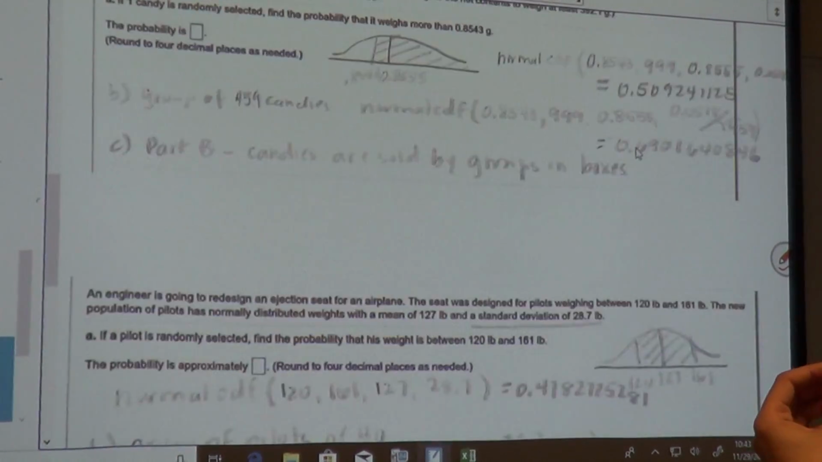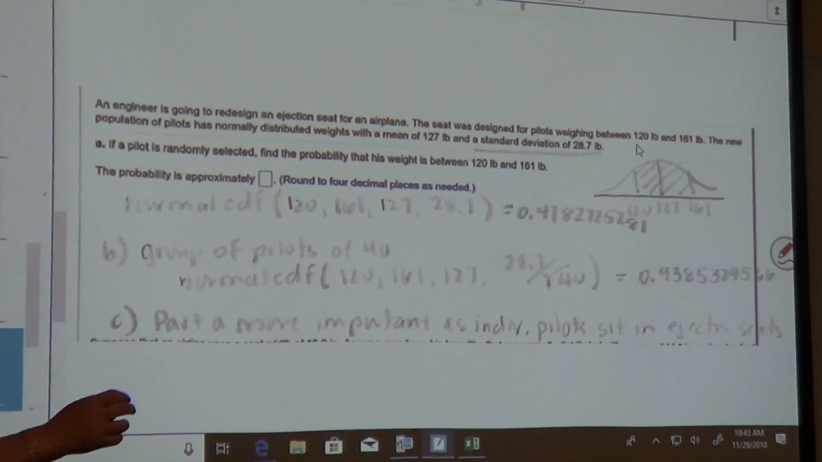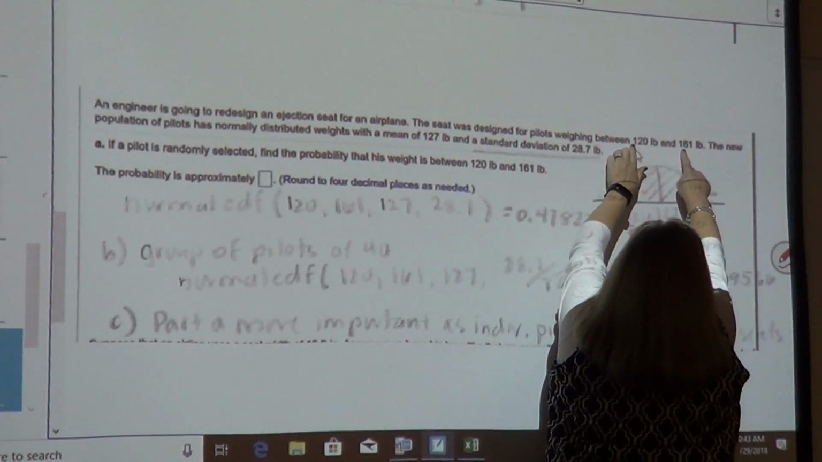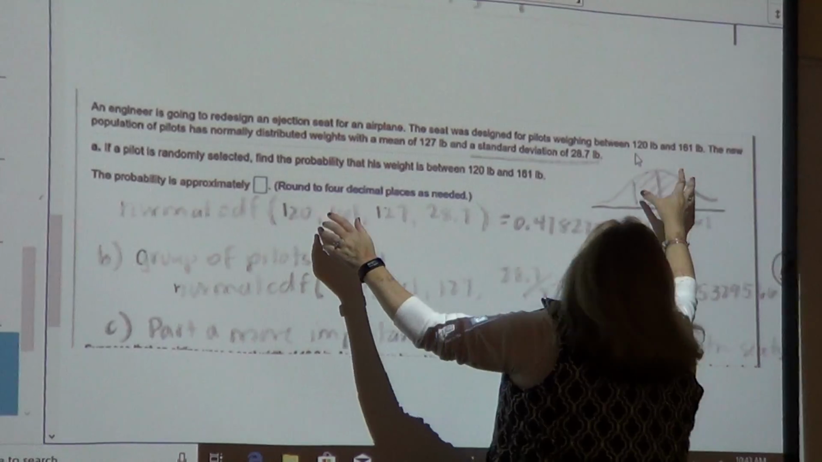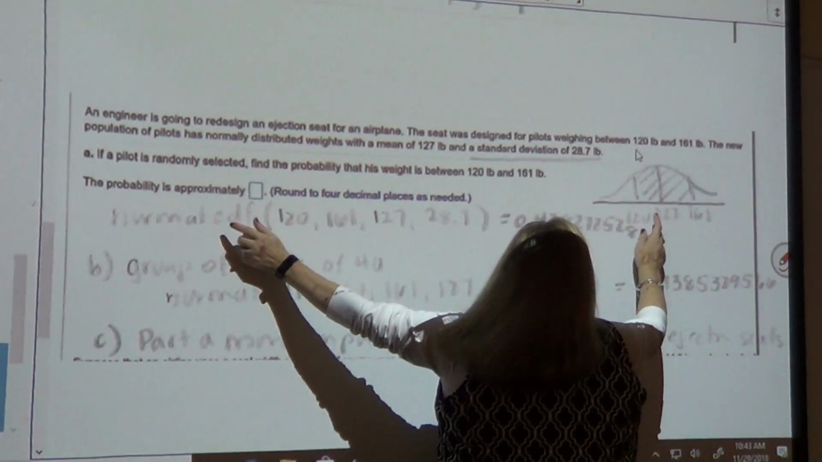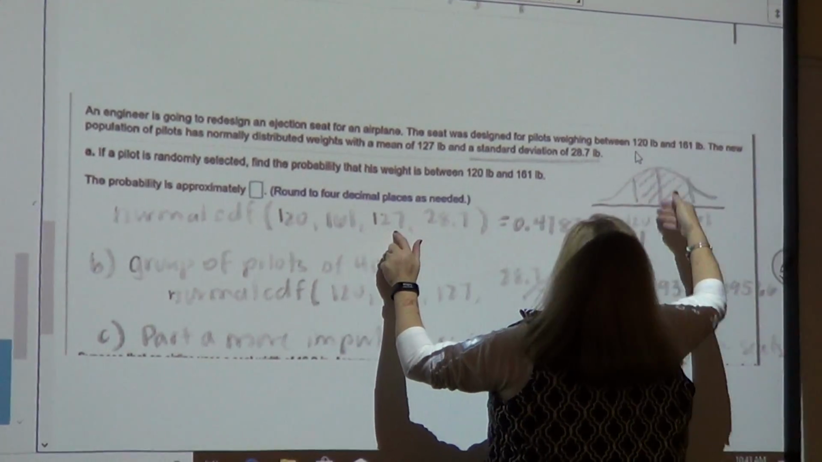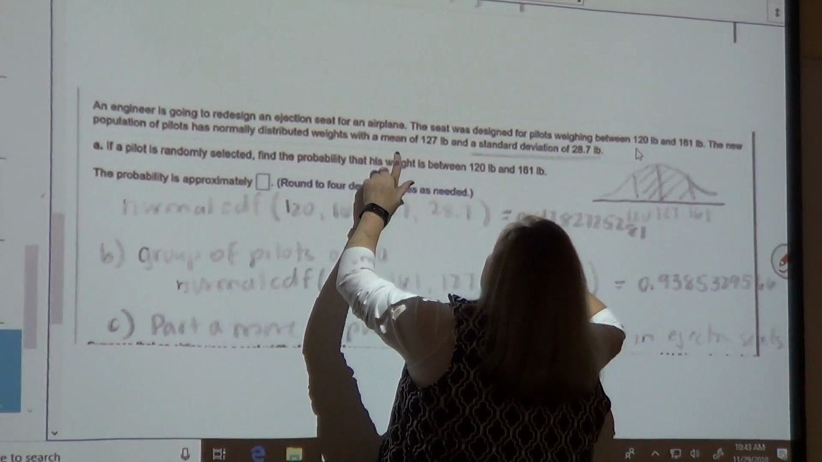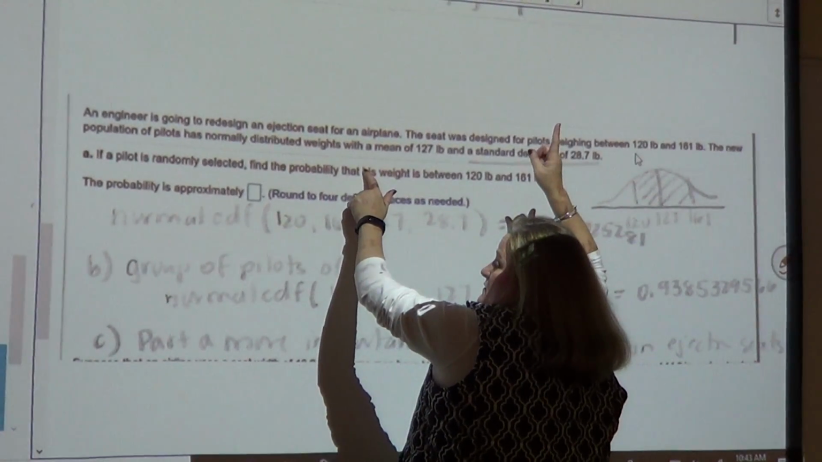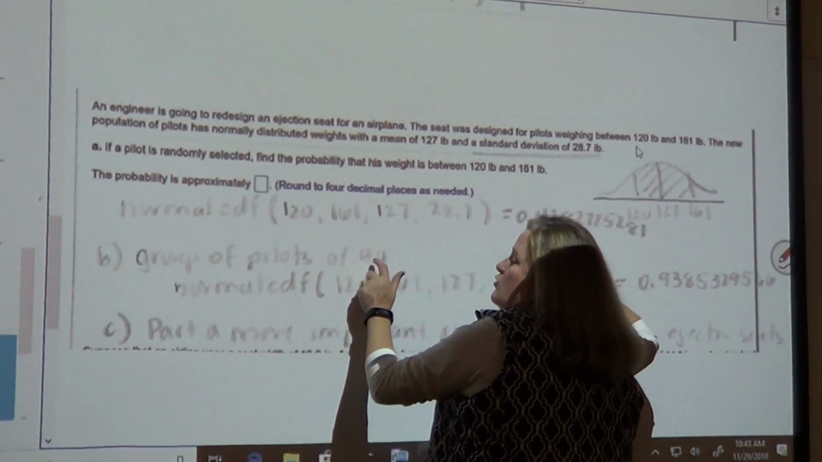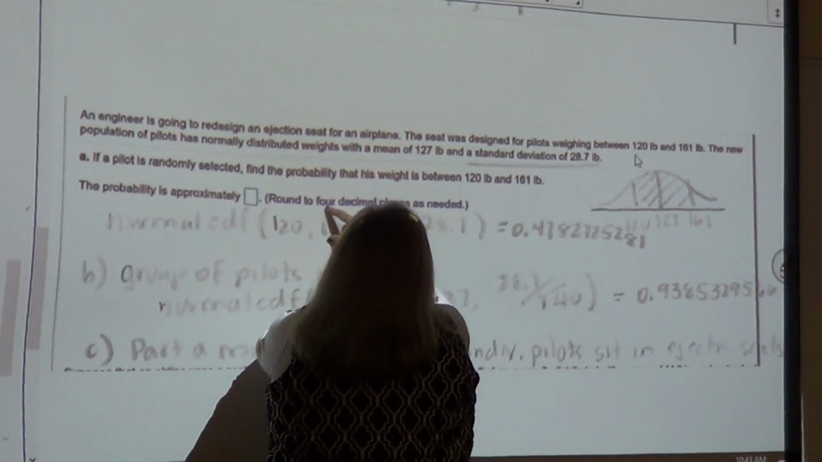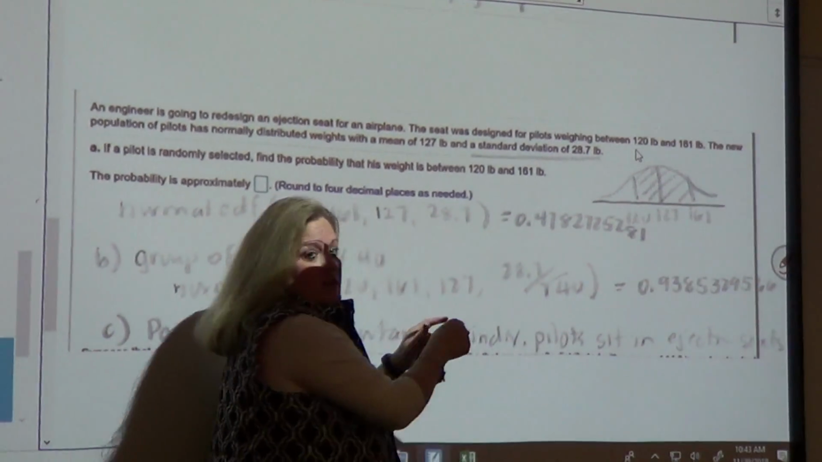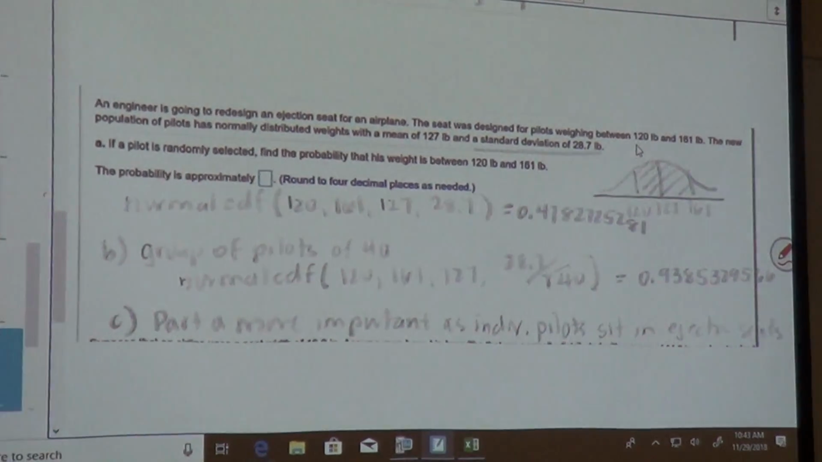The next one, you're finding 2 points this time. In between 120 and 161. You're finding the shading, so we do the normal. 120 to 161, your mean, your standard deviation. That was for his weight, one person. The next problem says a group of 40. So you do the same numbers, except you divide by the square root of 40 because it's 40 people in the picture.